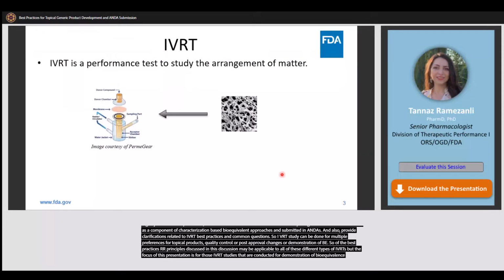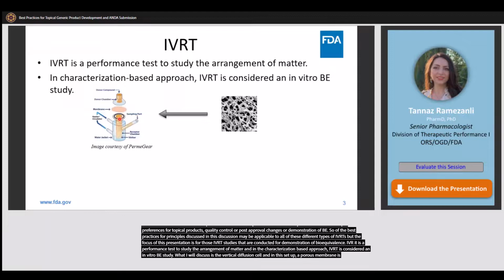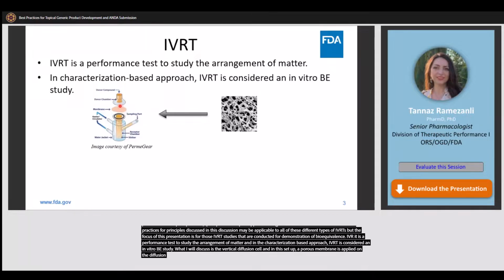IVRT is a compendial performance test to study the arrangement of matter, and in characterization-based approach, IVRT is considered an in vitro bioequivalence study. What I will discuss in this presentation is IVRT in the context of vertical diffusion cell. In this setup, a porous membrane is applied on the diffusion cell, which contains a receptor solution, and the formulation is applied on top of the membrane. The drug that is released from the formulation into the membrane and gets into the receptor solution can be measured by sampling the receptor solution.